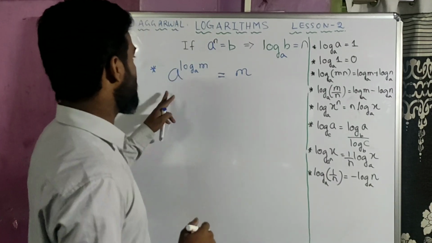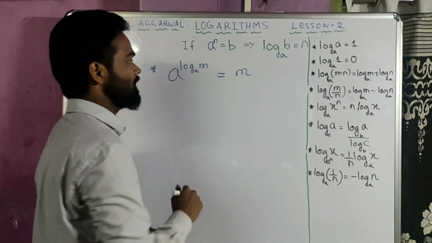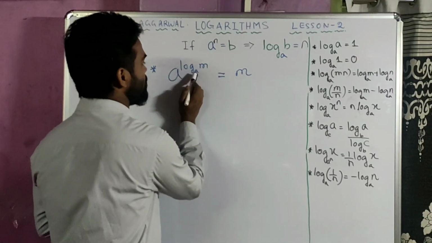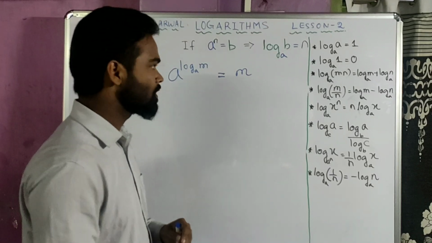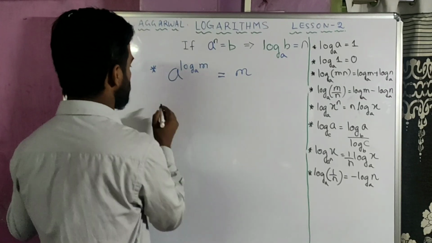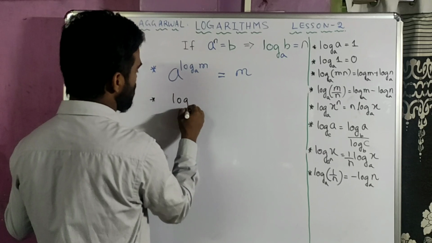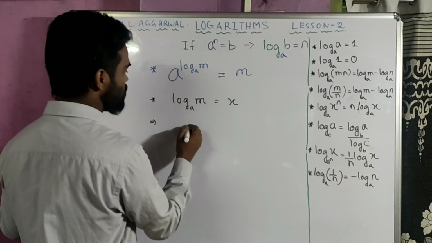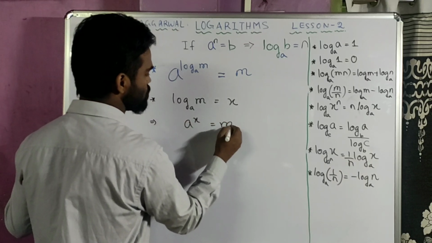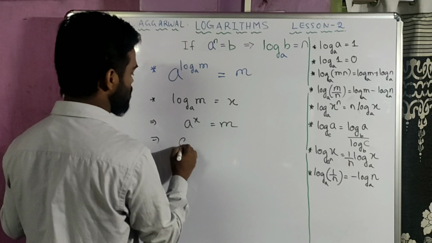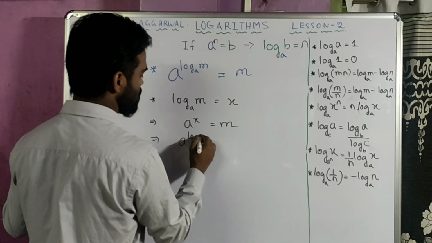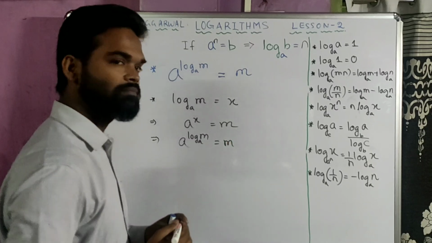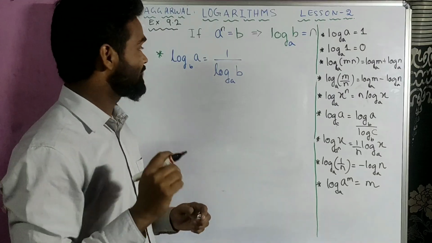Now we look at the next property. Now look at this property. A to the power log m base a is equal to m. See, the base of the exponential form and the base for the log form is same, so it becomes m. How? Just look over here. I'll take log m to the base a as x, suppose. So this we can write a to the power x equals m. Now again you put the value of x, so a to the power log m base a is equal to m. Done. Clear?